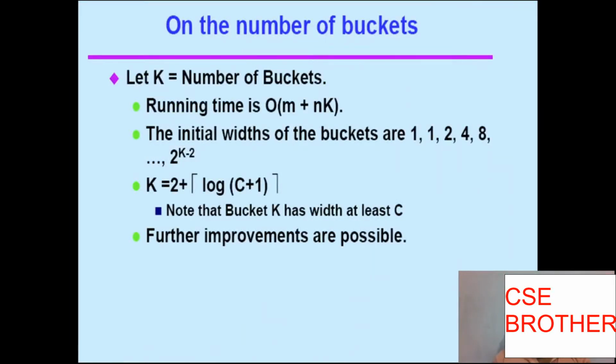Let the number of buckets be k. The initial widths of the buckets are 1, 1, 2, 4, 8 and so on till 2 raised to k minus 2.